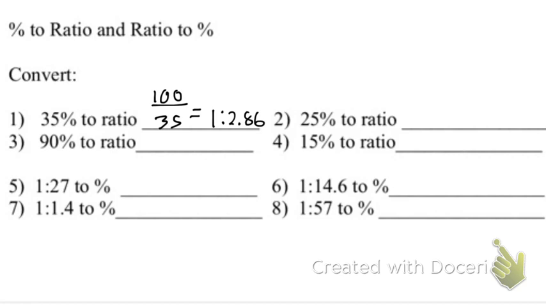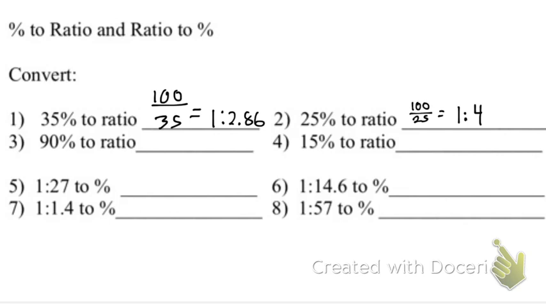Okay, 25%. If it's a percentage going to a ratio, you start with 100 on top, divide by that percentage. It's always going to equal 1 colon 100 divided by 25. We don't need a calculator, that's 4. 4 quarters in a dollar. All right, try the next 2 on your own.